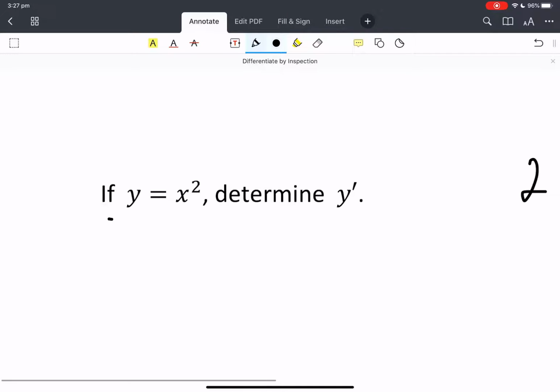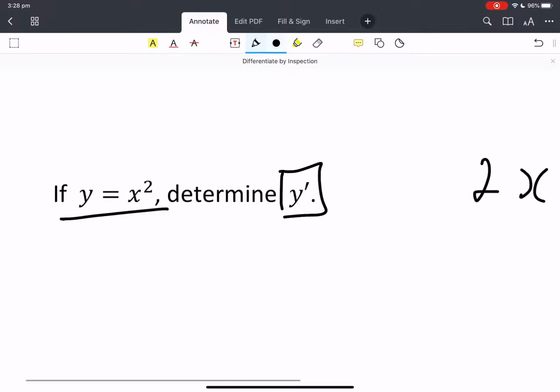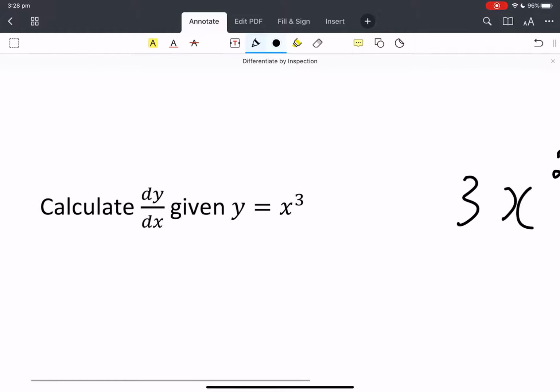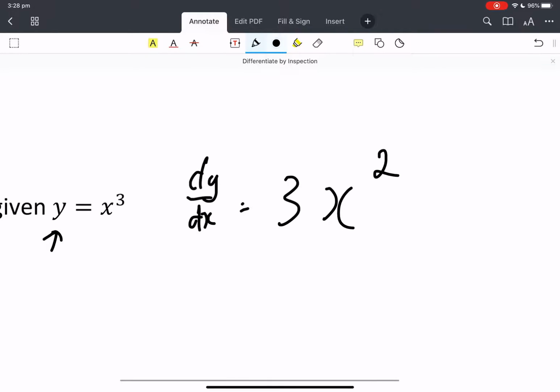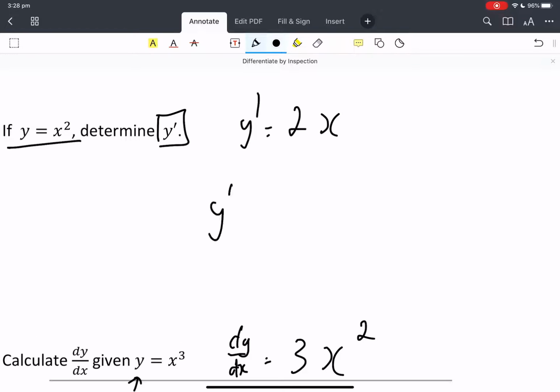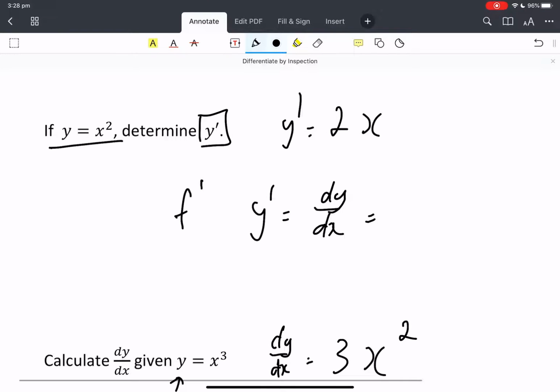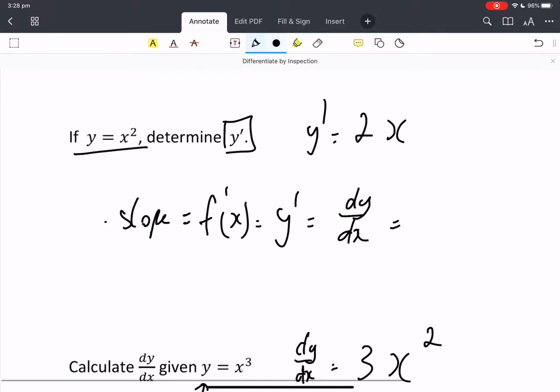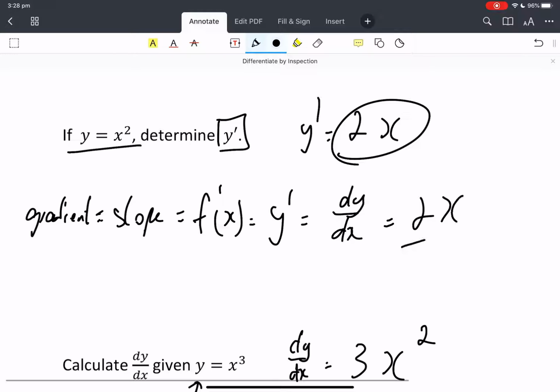This one here, if y equals x squared, determine y dash. Y dash is the gradient function, it's the derivative function. So y dash equals 2x. Here, it's the same thing. The gradient function can also be called dy/dx equals 3x squared. So it can be y dash equals, it can be dy/dx equals, it could also be f dash x equals, it could be slope equals, it could be gradient equals, and they all equal this gradient function.